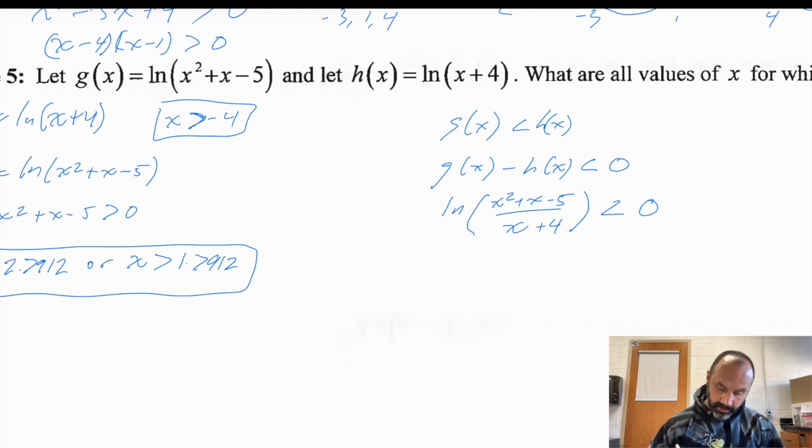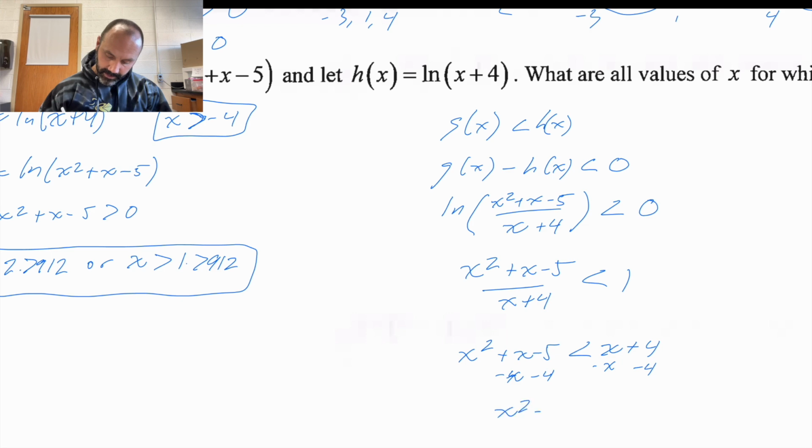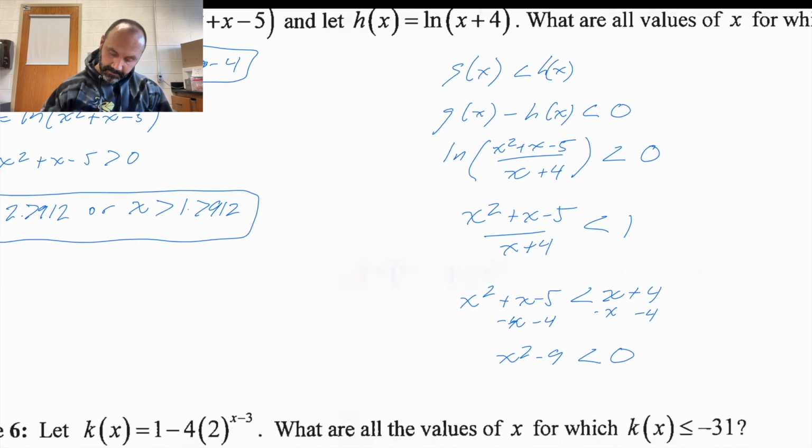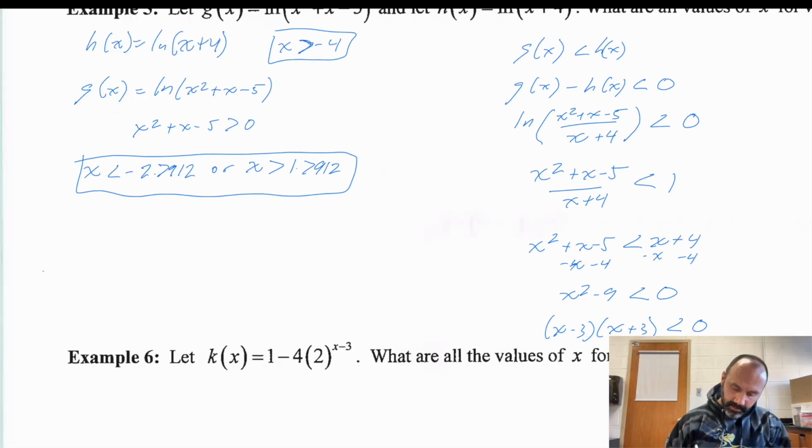Okay, so now this works when x squared plus x minus 5 over x plus 4 is less than 1, just like we had done before. So now I'm going to say x squared plus x minus 5 is less than x plus 4. When I subtract x and I subtract 4 from both sides, I get x squared minus 9 is less than 0. So this is true when x is positive 3 or negative 3. And so x plus 3 is less than 0. And so what I've got is this number line.